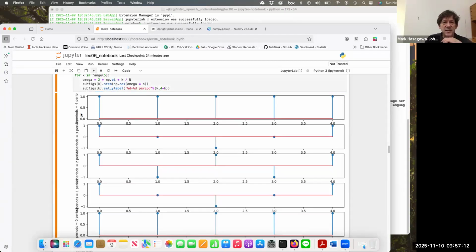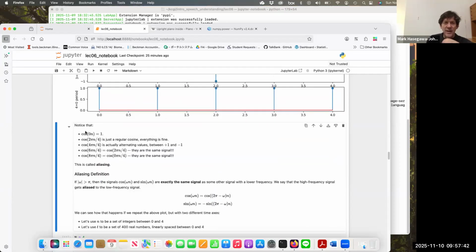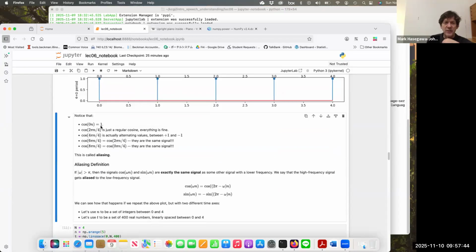So 0 periods looks exactly the same as 4 periods. 1 period looks exactly the same as 3 periods. 2 periods is just fine. 3 periods looks exactly the same as 1, and 4 looks exactly the same as 0. I think you can see the problem. The problem is that when I have only 5 samples, I don't have enough samples to plot 4 complete periods. 5 samples is really only enough samples to plot as many as 2 complete periods and not more than 2, right? The problem is that the cosine of 0 is 1.